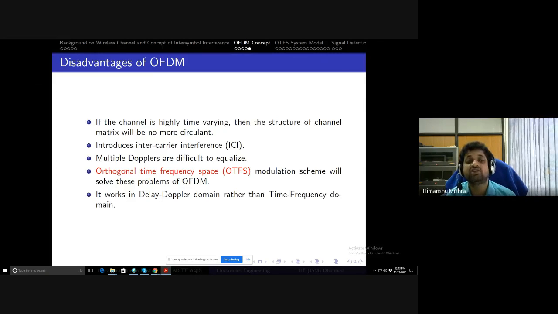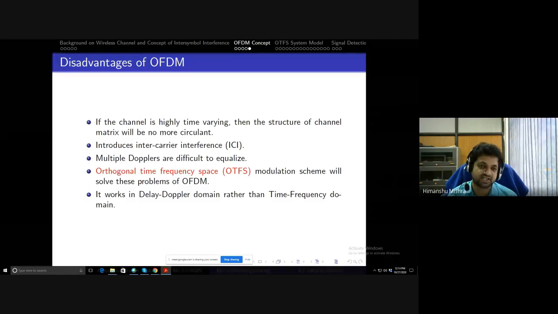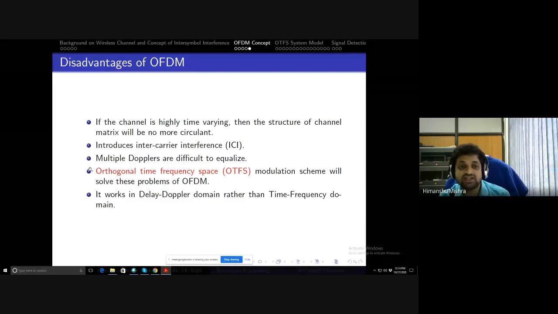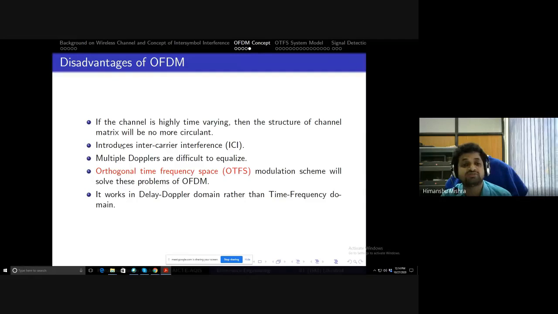So you will get more error whenever you have an imperfect channel. Using that imperfect channel, you are detecting some transmission. So that type of thing will come for time varying channels. But to avoid this, the orthogonal time frequency space modulation scheme will solve these problems of OFDM.